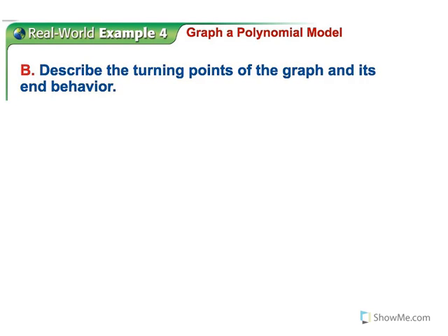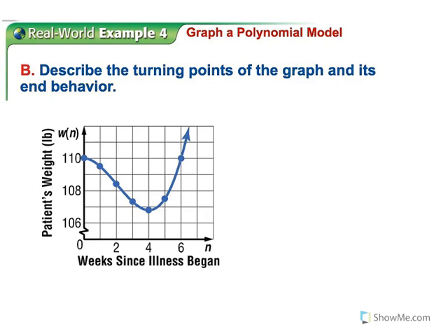Now on B, we're going to describe the turning points on the graph and its end behavior. Well, we know that we have the bottom of a valley here. That's a relative min. And we also know that's going to be a turning point. So we have a turning point and a relative min at x equals 4.